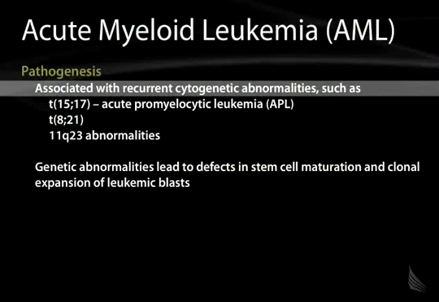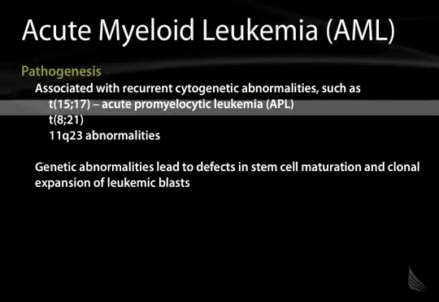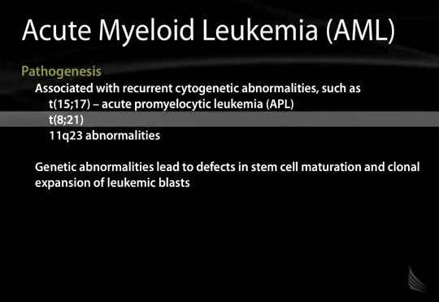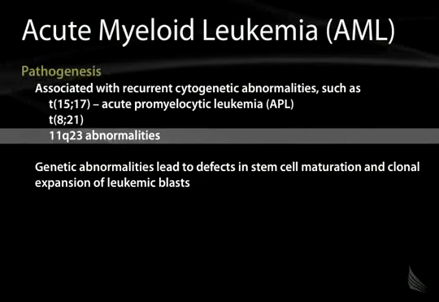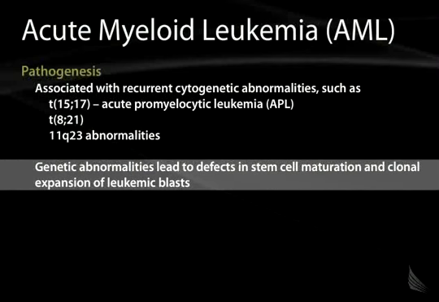AML is associated with specific cytogenetic abnormalities, such as the translocation of 15 and 17, which is acute promyelocytic leukemia, APL, translocation 8;21, and 11q23 abnormalities. These genetic abnormalities lead to defects in the maturation of the stem cells and their abilities to produce a clonal expansion of these abnormal leukemic blasts.